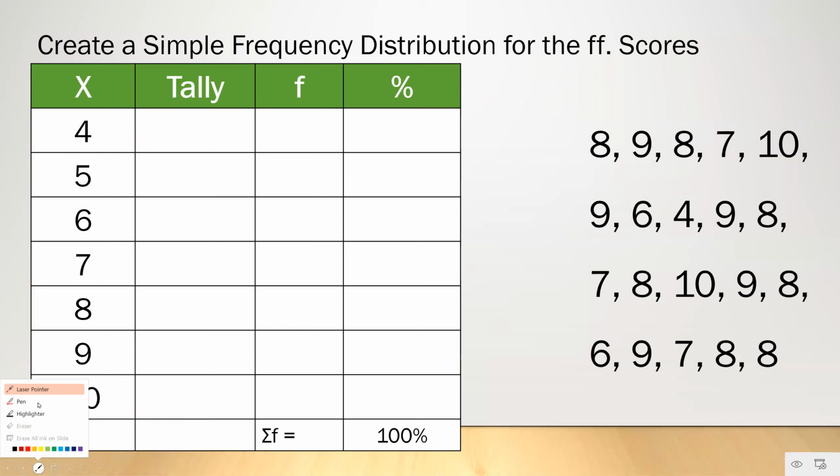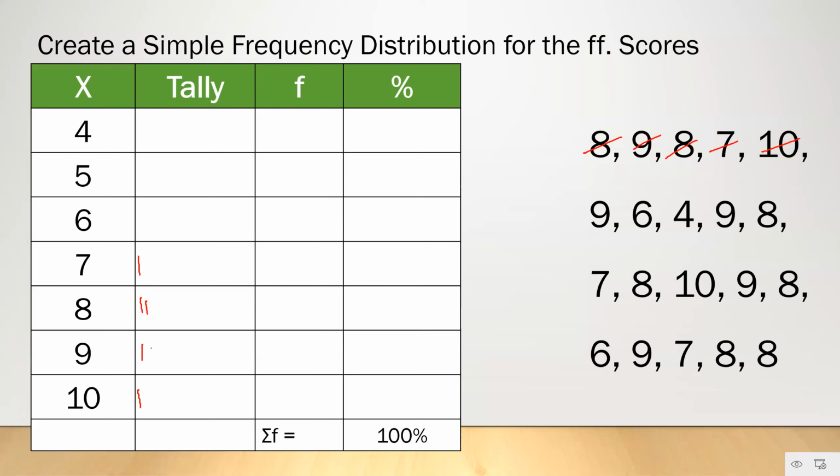Well, now let's begin tallying the scores onto their respective rows, okay? Starting with the first given, okay? So we have here 8, put that here, followed by 9, okay? Followed by 8, followed by 7, and then by 10.